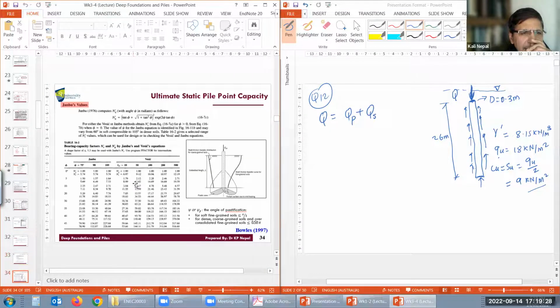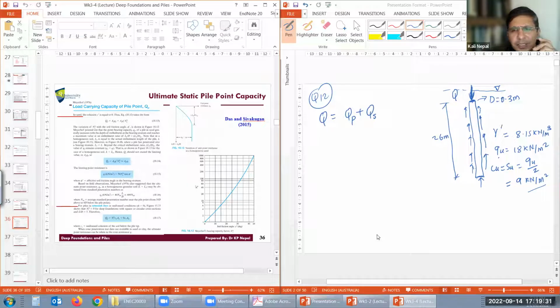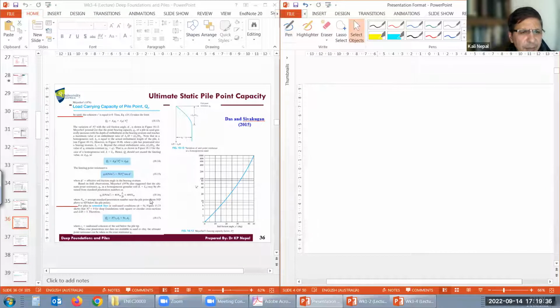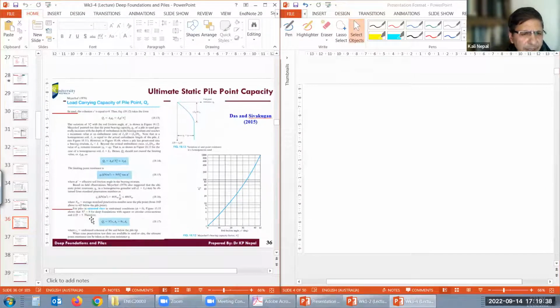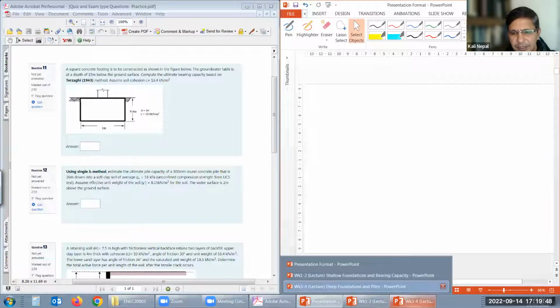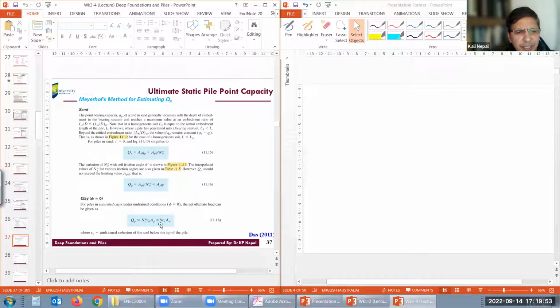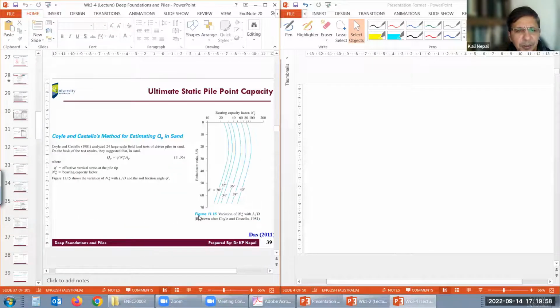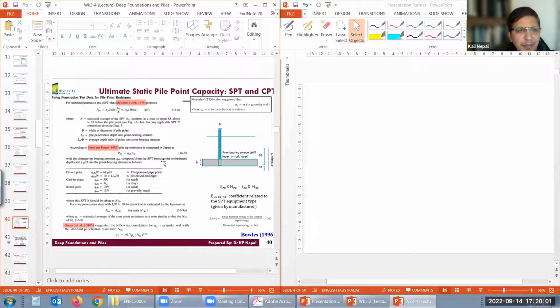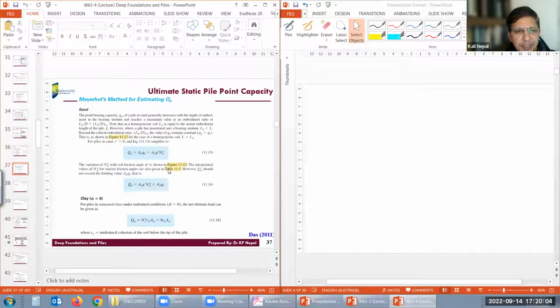This is the point capacity. Point is easy. At the bottom it is 9 SU, did you see that? Piles in saturated clay here. So QP is 9 CUAP. I can write that, but everywhere you have the same thing. If you see another author, it's the same thing. Did you see this at the bottom? 9 CUAP. All authors have the same equation.